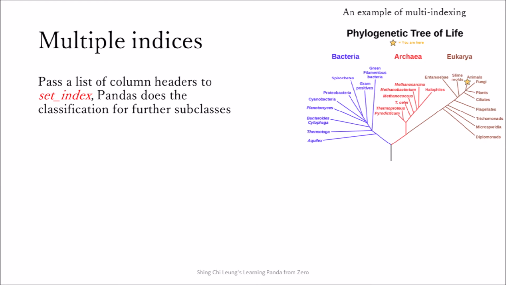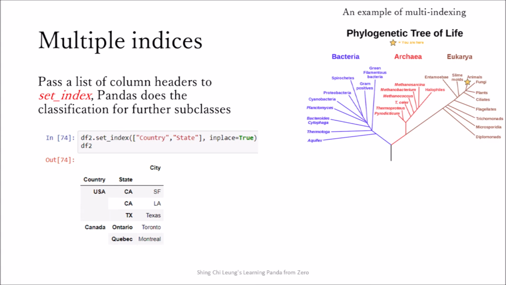Then, how about making a data frame with multiple indices? It is possible to do so in Pandas. The approach is similar to the classification of species in biology. We can use multiple indices for any rows so that we can collect information about a particular group of data. The hierarchy of classification depends on the sequence of column headers when you use the set_index method.